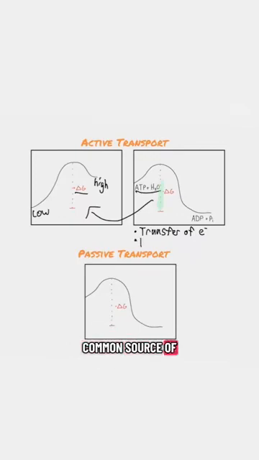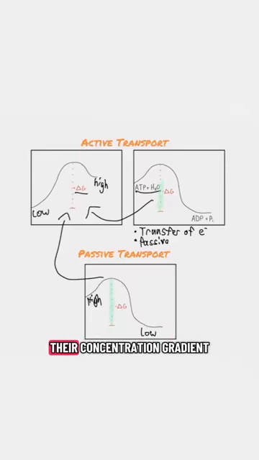And the other common source of energy is passive transport. Remember how we said passive transport has a negative delta G, and that's pictured right here. You can think of the reactants as the molecules at their high concentration, and then the products as those same molecules now at their low concentration. When they move from high to low, they release that energy. That energy can then be used to pump other molecules against their concentration.